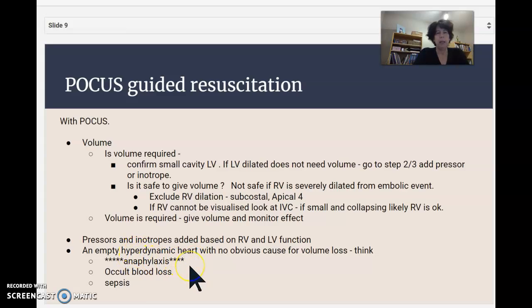Now, please keep in mind that an empty hyperdynamic heart with no obvious cause for volume loss could be because of other reasons. So always keep in the back of your mind anaphylaxis, impending sepsis, or some occult blood loss. And that for me would be my stacked approach to scanning. Once my patient stabilizes, I'll move out of these urgent scanning views, and I will do a more complete study to make sure that there wasn't something else that I missed.